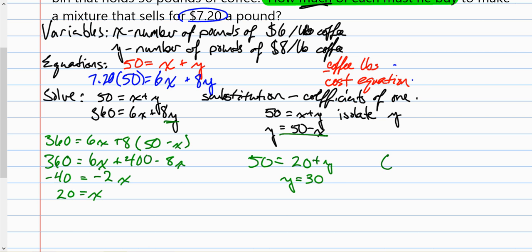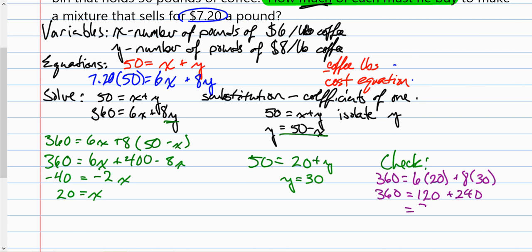So now we need to check, and I'll do that in a different color. 360 should equal 6 times 20 plus 8 times 30. So 360 should equal 6 times 20 is 120, 8 times 30 is 240, and that in fact equals 360.